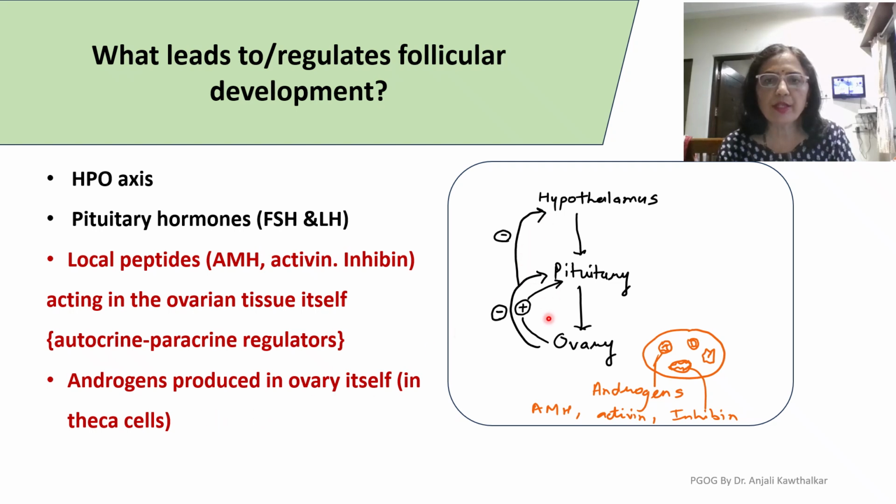In the hypothalamo pituitary ovarian system, we know that from ovary there is a positive feedback as well as negative feedback, and that is how the HPO axis is functioning. But remember that local androgens and local peptides also play an important role. So if you are asked the question how the regulation of the menstrual cycle takes place, what is mainly governing it, you should not say that only hypothalamo pituitary ovarian axis or pituitary hormones. Remember that you must include the local peptides, which are autocrine paracrine regulators, and you must include androgen which is being secreted in the ovary itself, which also plays an important role.